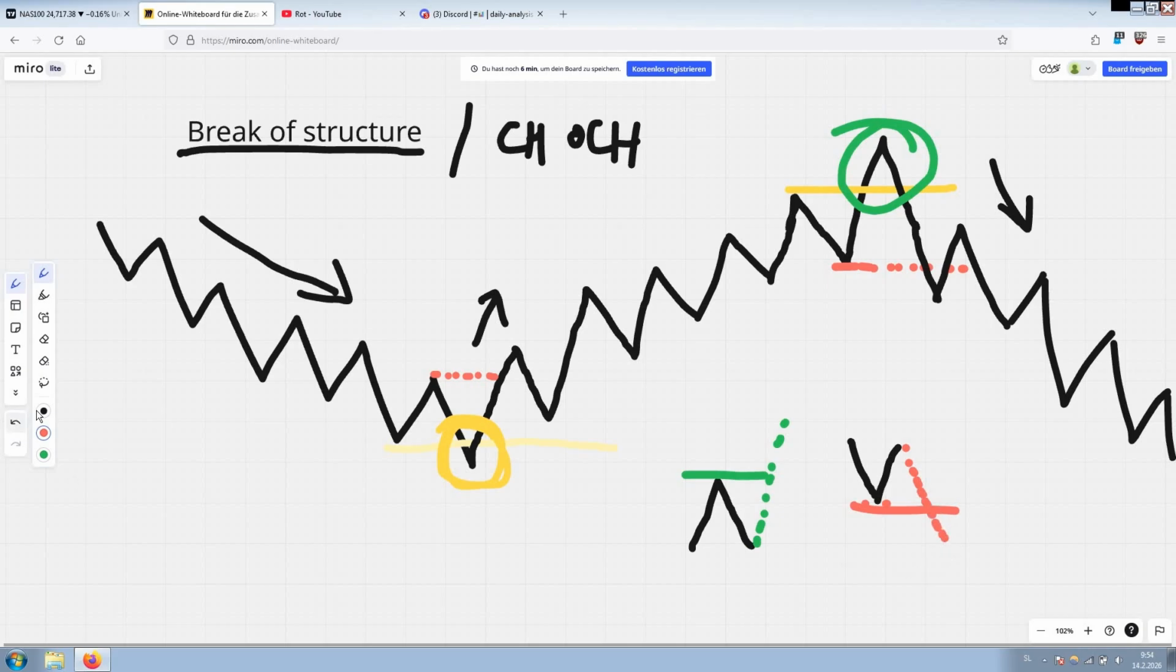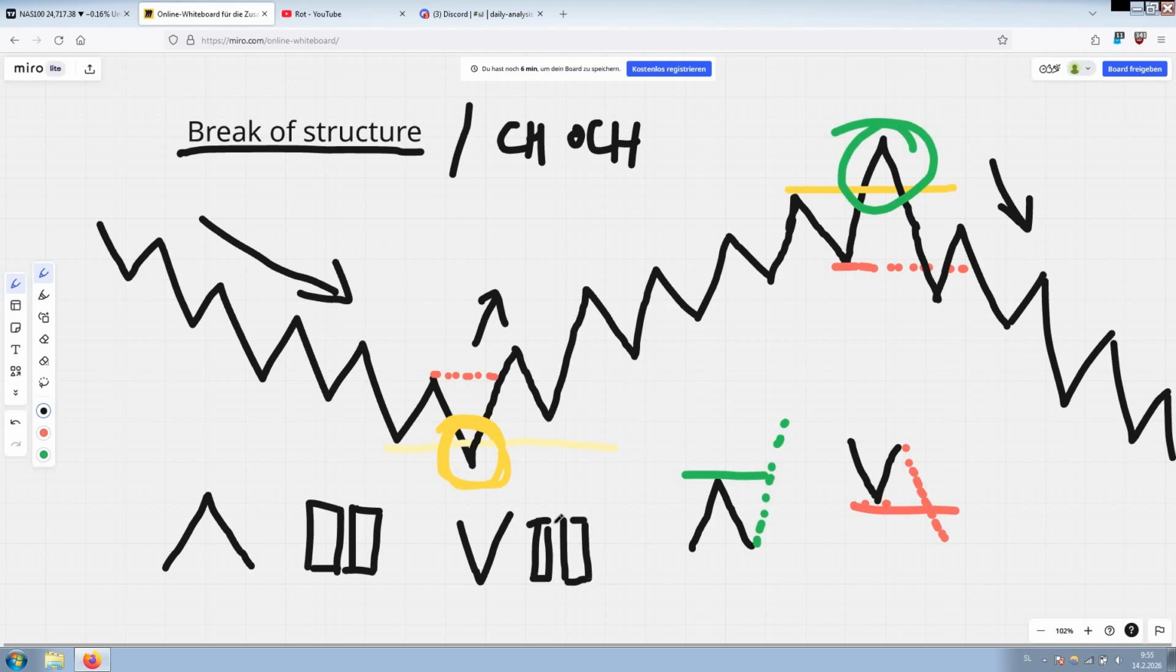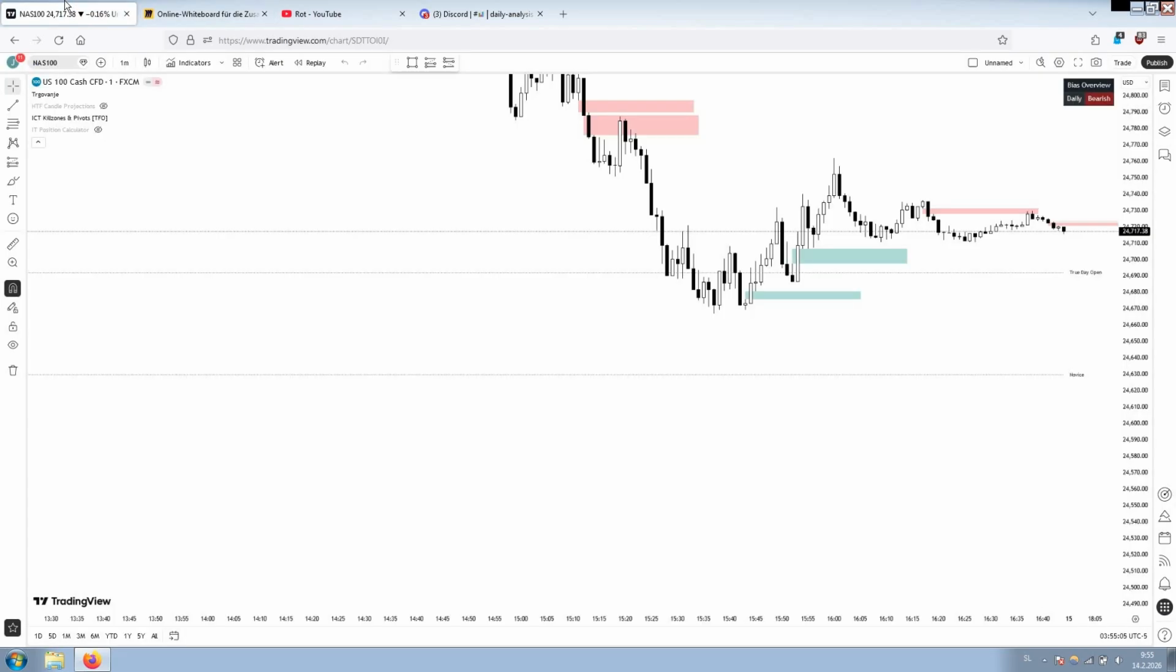So how do we recognize what is a trend? What is a high? It's a move up and a move down, so it's a green candle and then a red candle. A low is a move down and a move up, so it's a red candle and then a green candle. It's that simple. So now let's go into the charts.